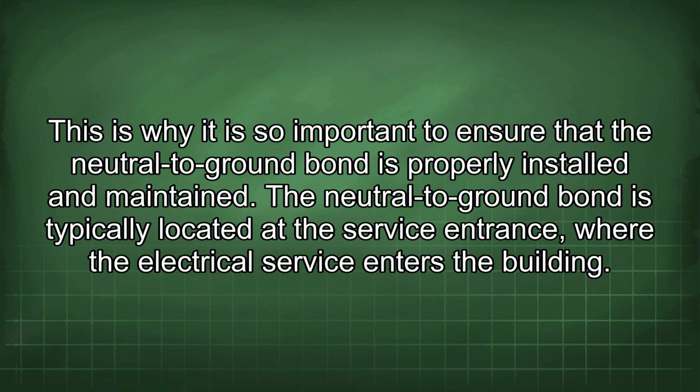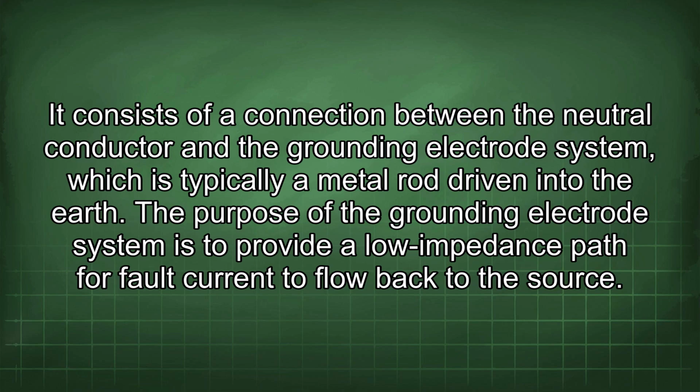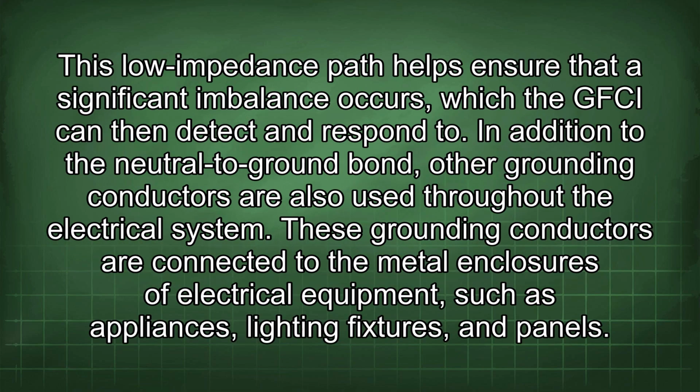The neutral to ground bond is typically located at the service entrance, where the electrical service enters the building. It consists of a connection between the neutral conductor and the grounding electrode system, which is typically a metal rod driven into the earth. The purpose of the grounding electrode system is to provide a low impedance path for fault current to flow back to the source. This low impedance path helps ensure that a significant imbalance occurs, which the GFCI can then detect and respond to.